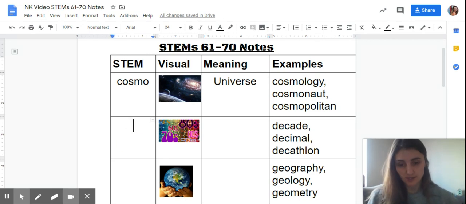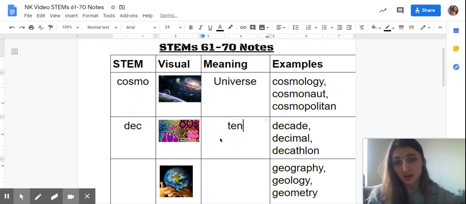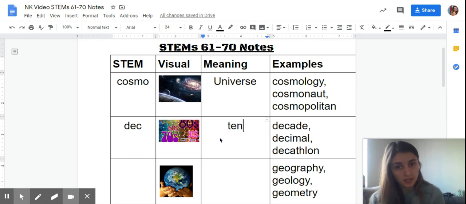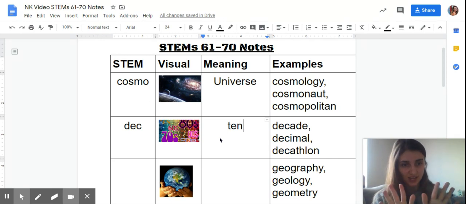Our next stem is dec. The meaning being 10. Decade, decimal, and decathlon are examples of it. So when we're talking about a decade, usually decades are every 10 years. So you guys were born in a different decade than I was entirely. I was born in the 90s. You guys were born, I think, 2013-ish. So entirely different decade. So decades are every 10 years, which makes dec mean 10.